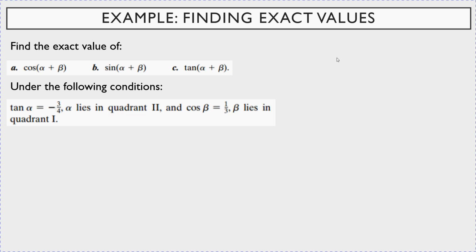So let's do the following. Let's find the exact values of cosine of alpha plus beta, sine of alpha plus beta, tangent of alpha plus beta, under the following conditions. I know tangent of alpha is equal to minus 3/4, and alpha lies in quadrant 2. And cosine of beta is equal to 1 over 3, and beta lies in quadrant 1. I'm going to rewrite our right triangle trig here, because we're going to need this. SOHCAHTOA. Sine of some angle is the opposite side over the hypotenuse. Cosine is the adjacent side over the hypotenuse. And tangent of an angle is the opposite side over the adjacent side.